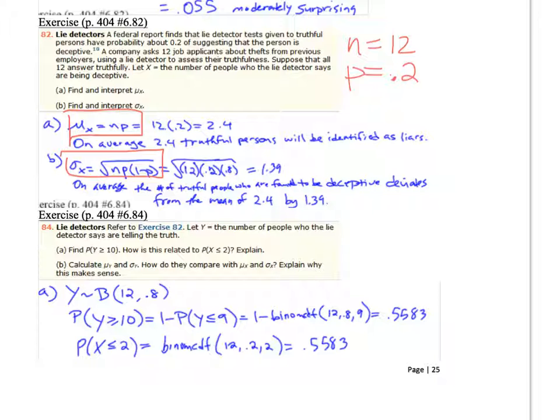So this calculation of 10 or more truthful people is 0.5583. If you were to do it the other way, 2 or fewer liars, or 2 or fewer deceptives, is binomial CDF of 12, 0.2, and 2. Notice we get the same answer. The demonstration here is that you should be careful how you're defining the variable. If you're defining it as deceptive, n is 12 and p is 0.2. If you're defining it as truth-telling, n is 12 and p is 0.8.